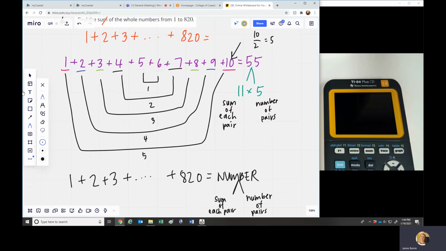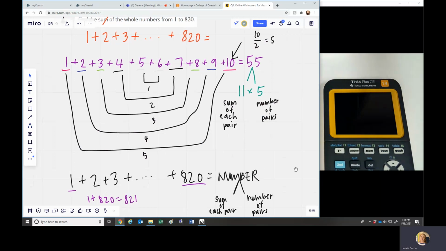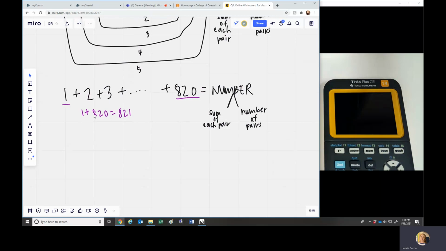Okay, so remember we started off our pairs, went for the first one and the last one, so we can easily find the sum of the pairs here. First one and last one would be 1 plus 820, which is 821. Okay, so that's the sum of each of our pairs. You could make sure that this works. You could add up the next pair. 2 plus 819 adds to 821 and so on. So this is 821, the sum of each pair.